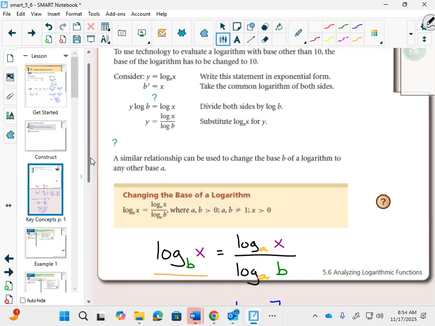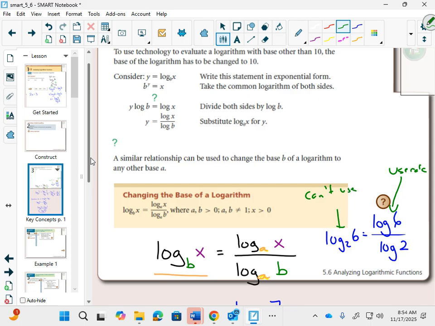So what we did in our example is we had log 2 of 6, and we figured out that it was log of 6 divided by log of 2. This is nice because this we can use a calculator for, and lots of people can't use a calculator for this part.